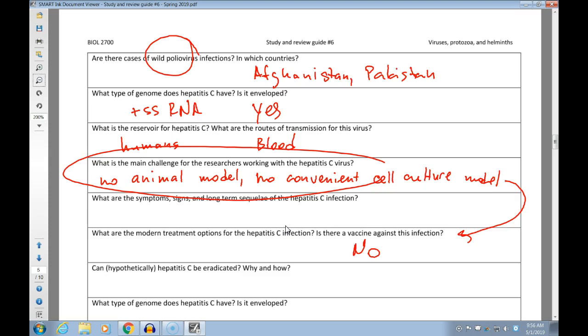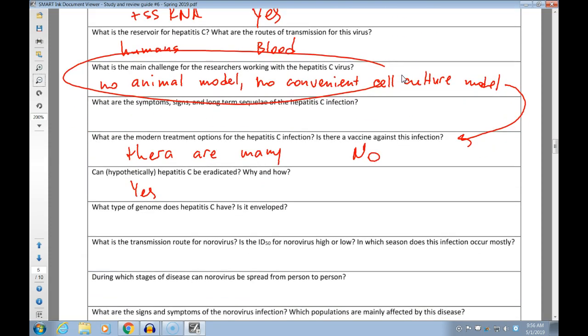Symptoms, signs: cirrhosis, and in a long-term perspective, liver cancer. Okay? Treatment options: you don't need to know what we call them, like sofosbuvir, all you need to know is there are many. So it's treatable. Can hepatitis C be eradicated? Hypothetically, yes. You treat all people with hepatitis C and cure them. Since it doesn't infect anyone but people, you can eradicate the virus. You have to spend a hefty amount of money.